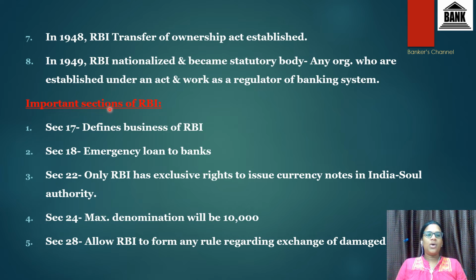Now we will have a look at important sections of the RBI Act. The first section is section 17, which defines the business of Reserve Bank of India: what business they should be involved in and what the powers of RBI are. It is explained in section 17 of the RBI Act 1934. The next one is section 18, which describes the emergency loan to banks provided by Reserve Bank of India.